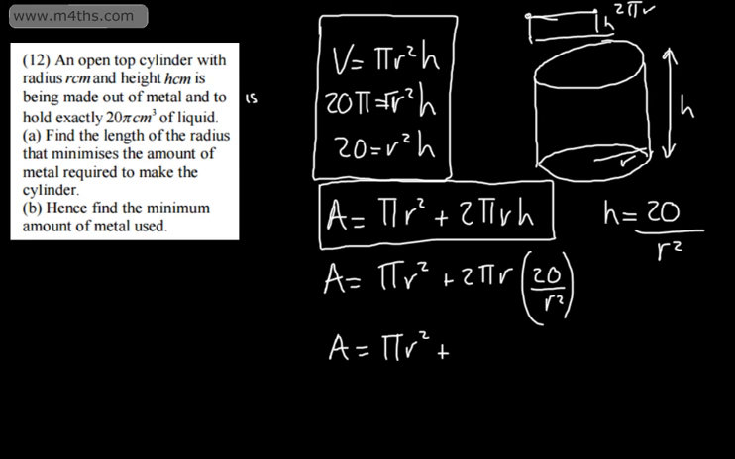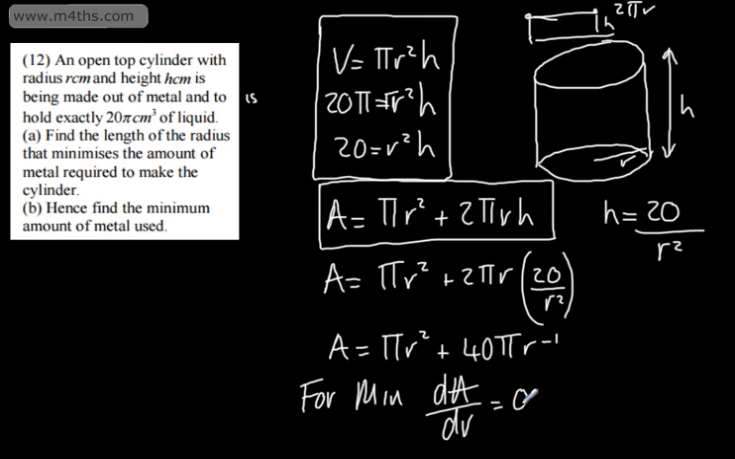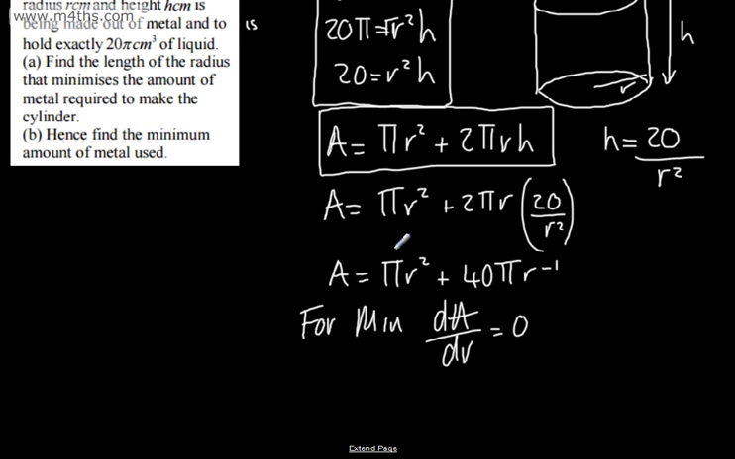So we've got 40, then we're going to have pi, and now this is going to be r over r squared, which is 1 over r, or r to the negative 1. What I'm going to say now, for minimum, again, it doesn't matter whether it's a maximum or minimum, for minimum, dA dr will be equal to 0. I'm going to differentiate A with respect to r.